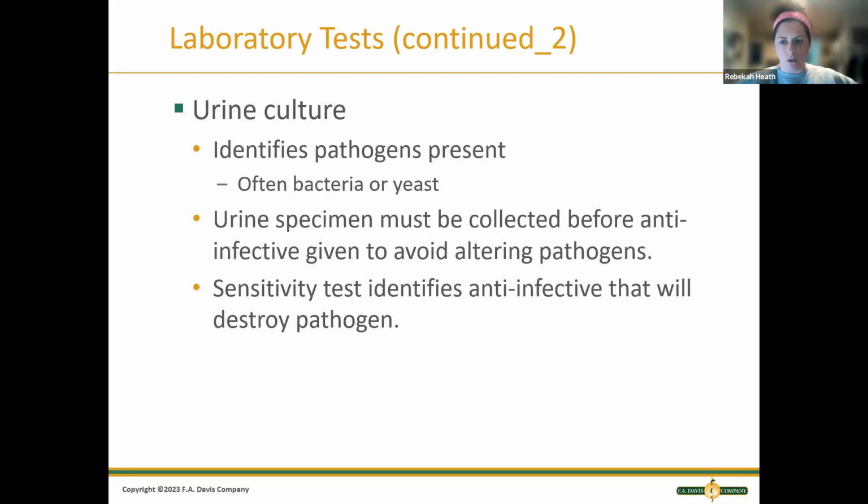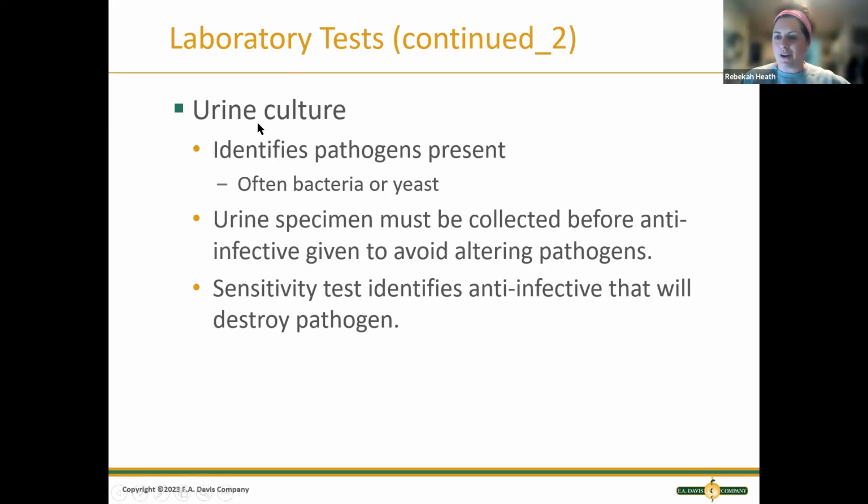All right, so a urine culture. That identifies if there's any pathogens present, usually bacteria, sometimes yeast. Just like we talked about last term in MedSurg 1, anytime you do a culture of any sort, you really want to make sure you get that culture before you give that person antibiotics. Otherwise, your culture is not going to be super accurate because those antibiotics are going to be starting to work to decrease that bacteria in their system. So always, if you get an order for antibiotics, check. You have a culture you need to get first before you start the antibiotics.